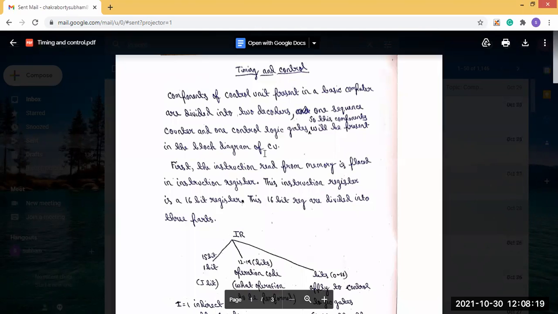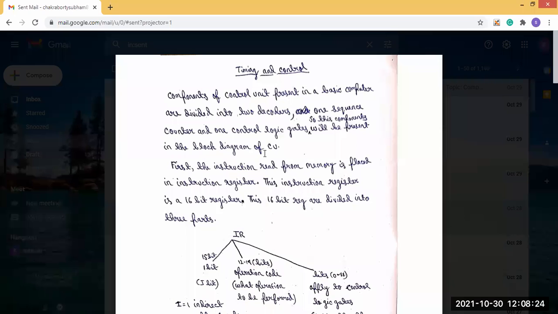So these are all about our register transfer language. Now today we will start another topic, that is timing and control. Now how does a control unit work for a basic computer? We have seen the computer, so for a basic computer, we will learn today what components of the control unit are present. These are the components present in the control unit of our computer.